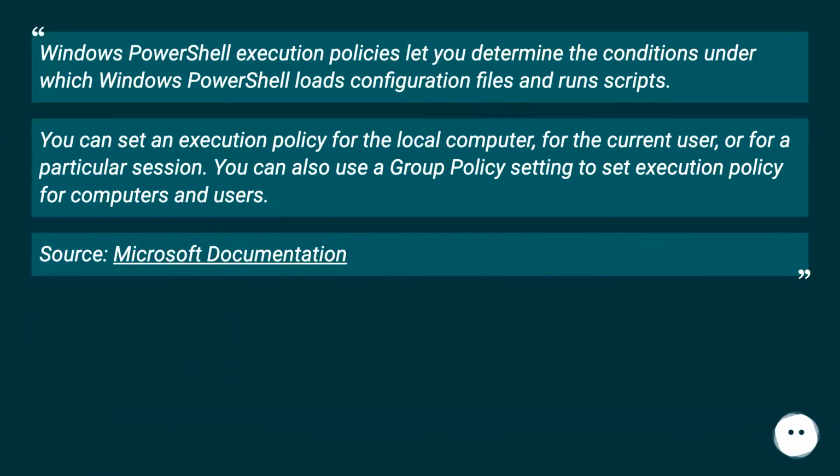Windows PowerShell execution policies let you determine the conditions under which Windows PowerShell loads configuration files and runs scripts. You can set an execution policy for the local computer, for the current user, or for a particular session. You can also use a group policy setting to set execution policy for computers and users. Source: Microsoft documentation.